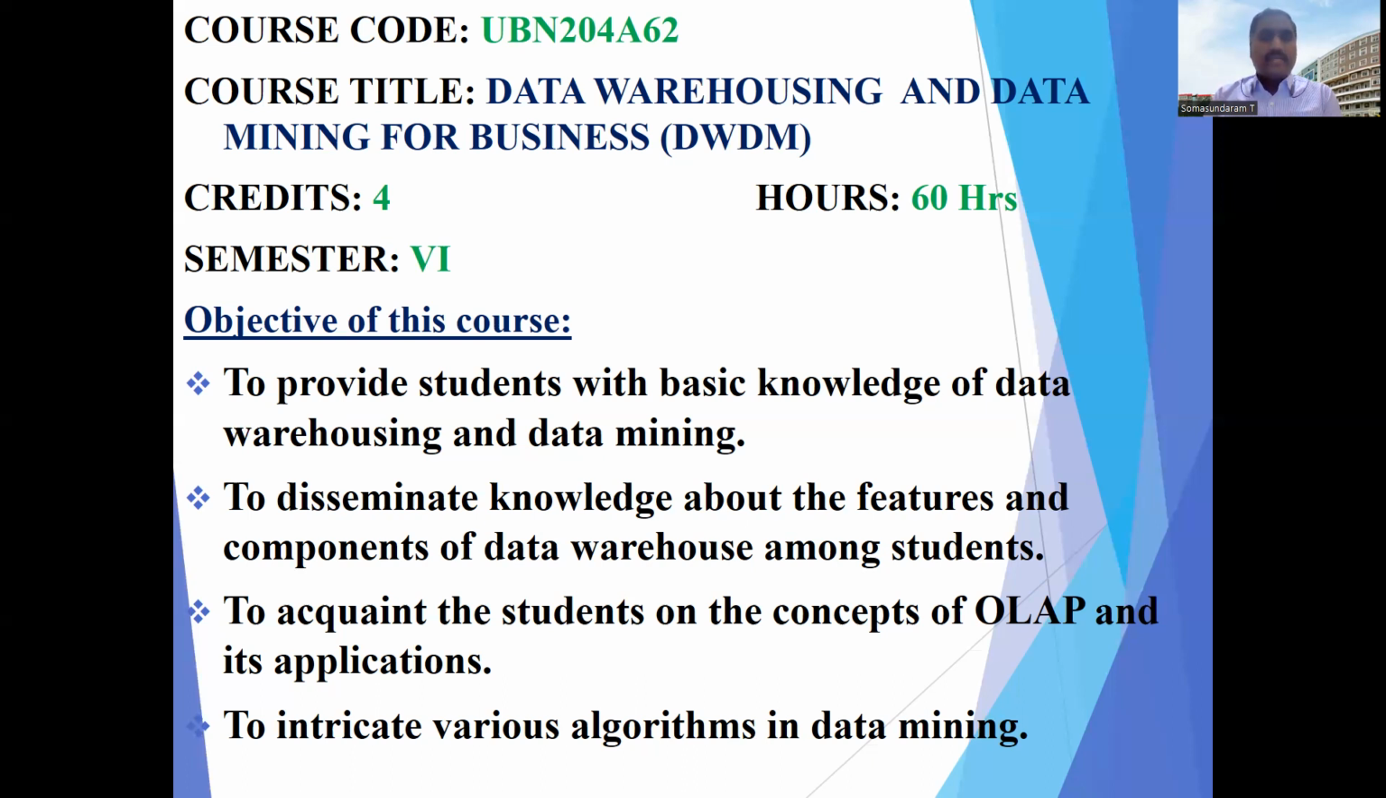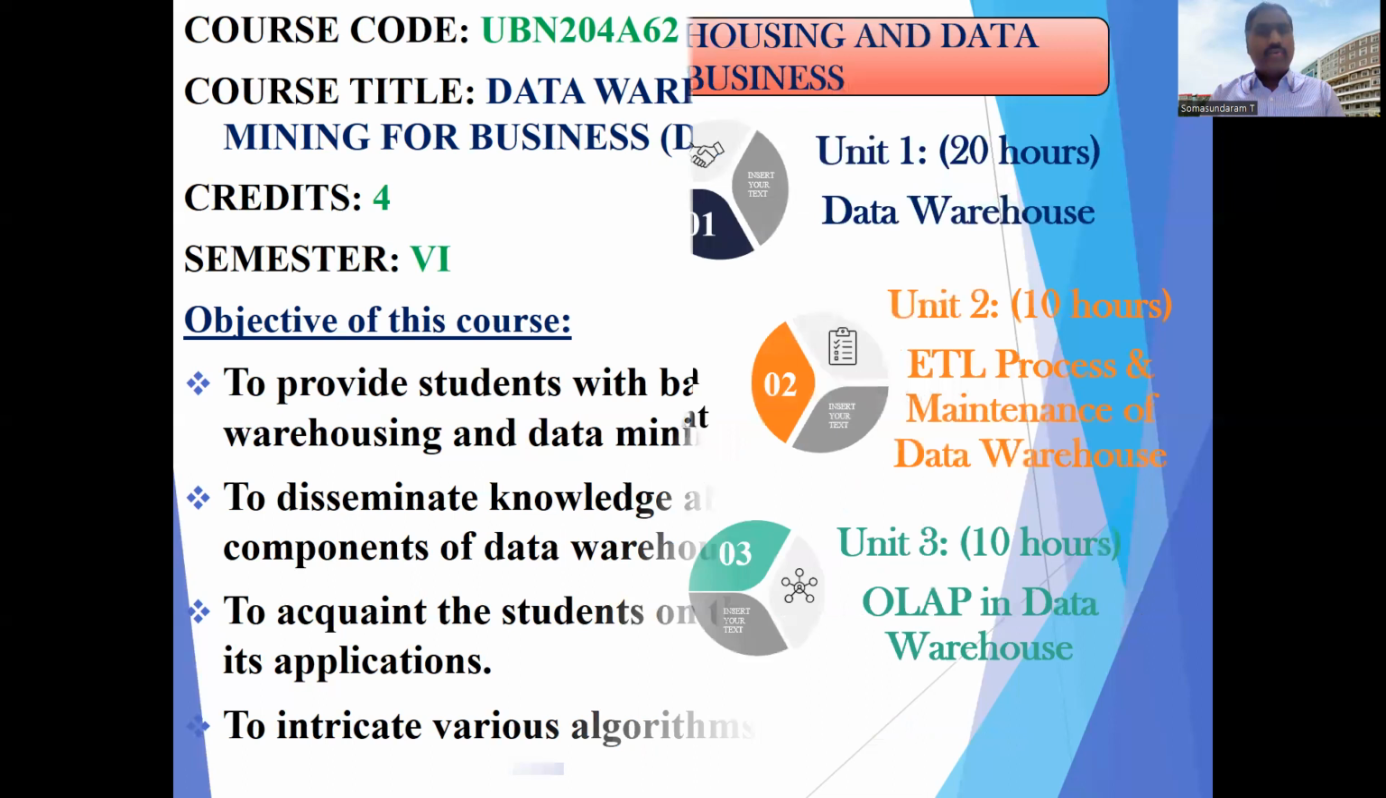And also there are various programs and algorithms which define the rules, association rules, and classification algorithms, in order to extract the data and sort out the data. Based on this, the subject consists of 4 units.